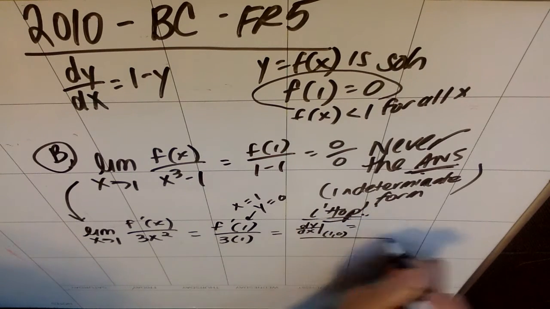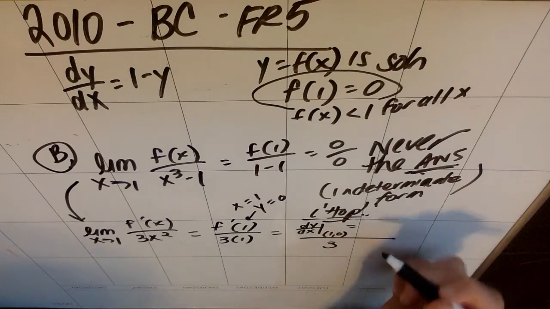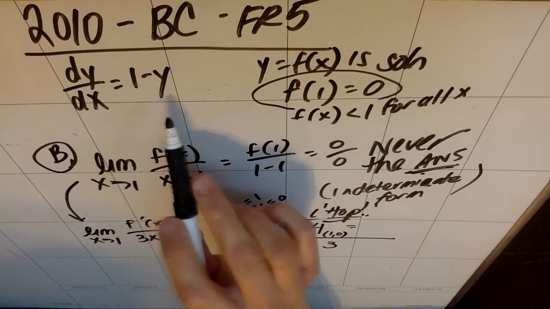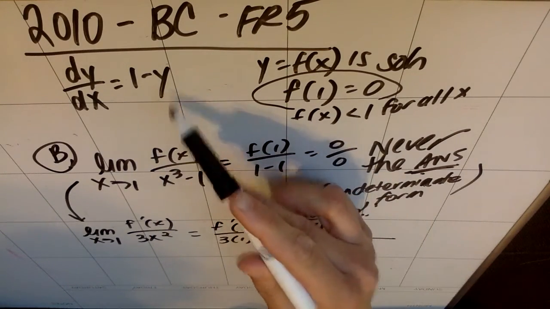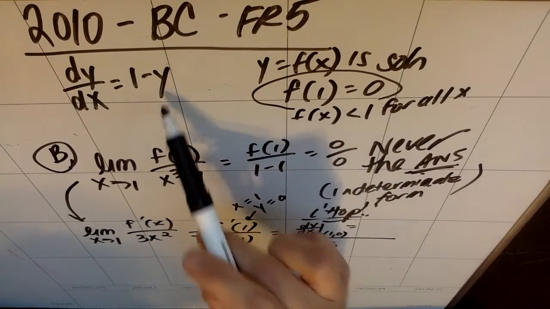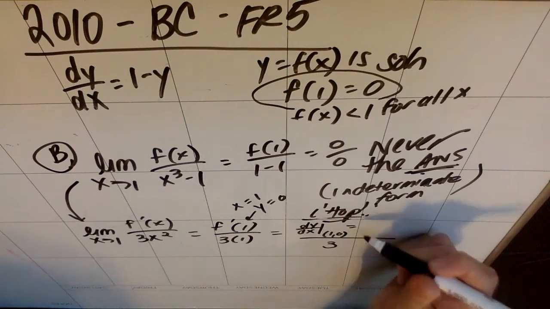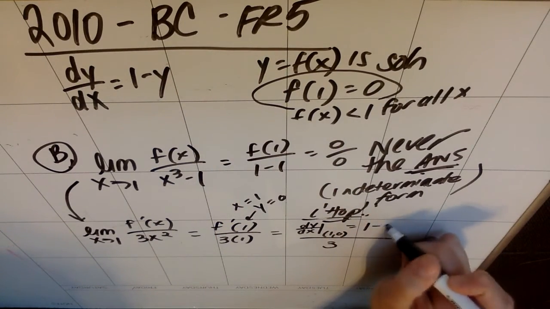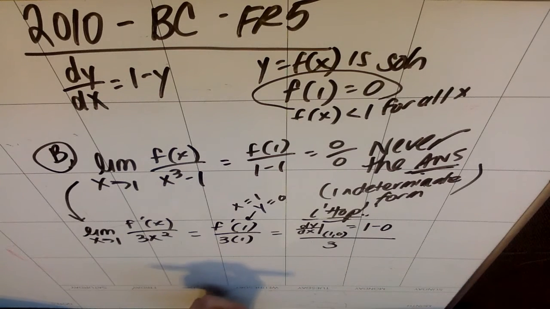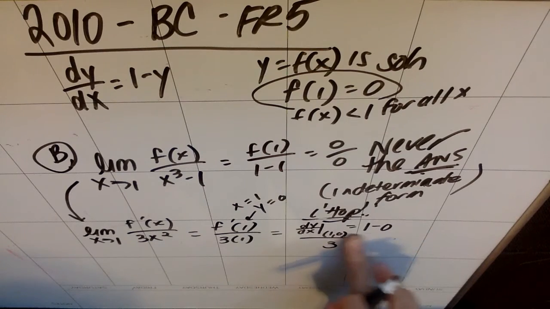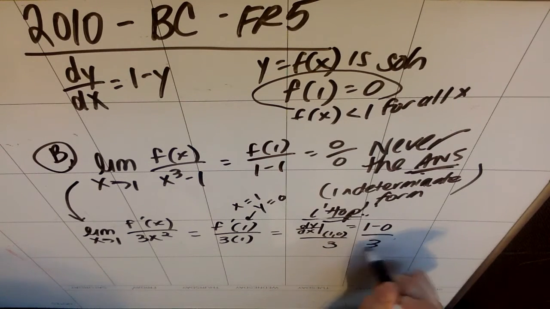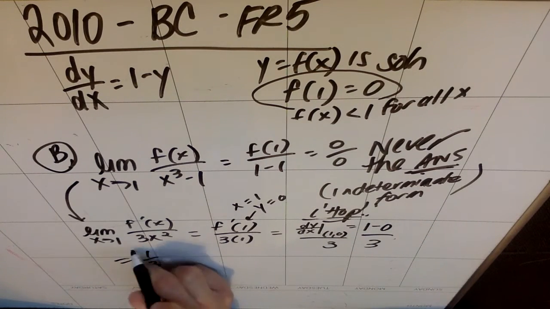The reason it's relevant that it's at 1 comma 0 is because there is no x in my dy dx formula, so I can't plug in a 1 here, because 1 is the x value, and if I plug in a 1 here, I'm plugging in 1 for y. So I'm going to get 1 minus 0. So this whole thing is a 1/3, right?